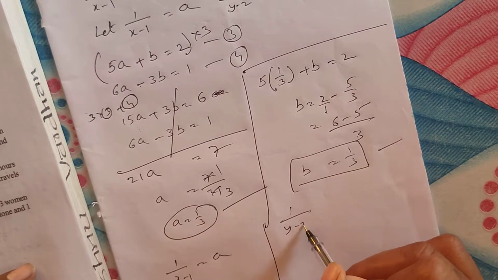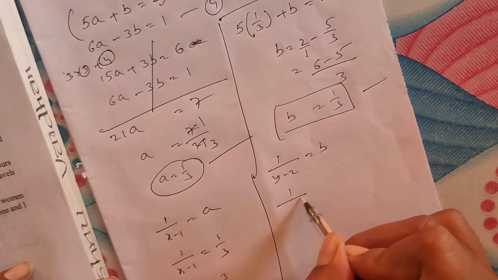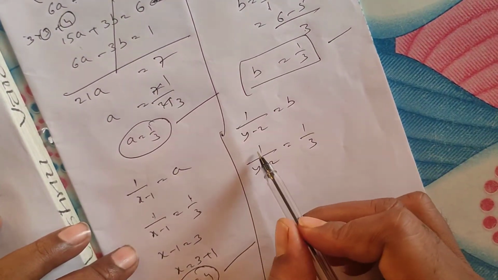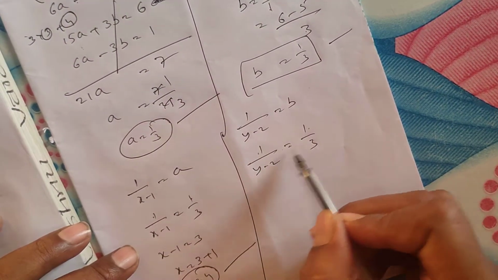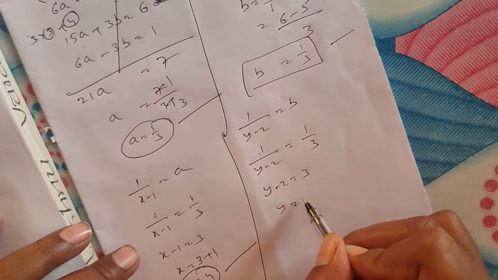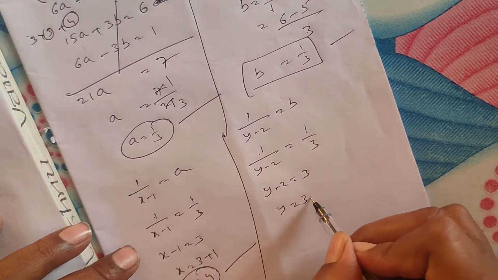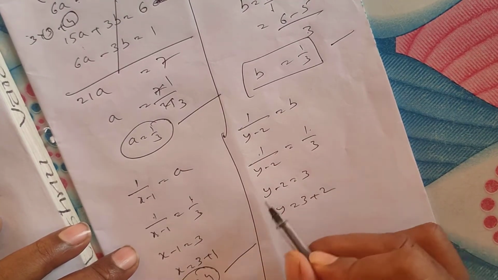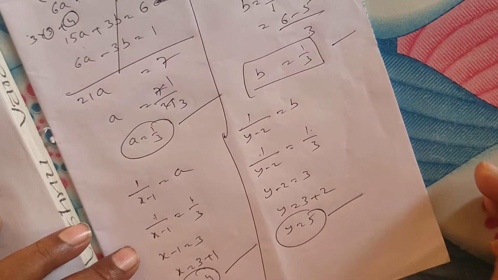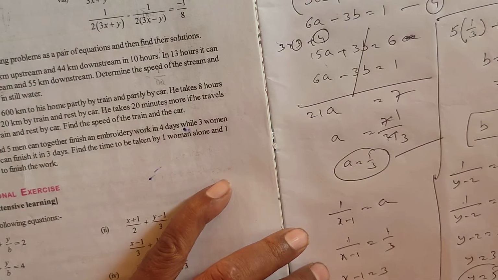So 1 by y minus 2 is b. So 1 by y minus 2 is equal to, b means 1 by 3. Numerators are equal, so denominators must be equated. So y minus 2 is equal to 3, y is equal to 3 plus 2, because the minus 2 going over here will be added, y is equal to 5. So you got x is equal to 4 and y is equal to 5.